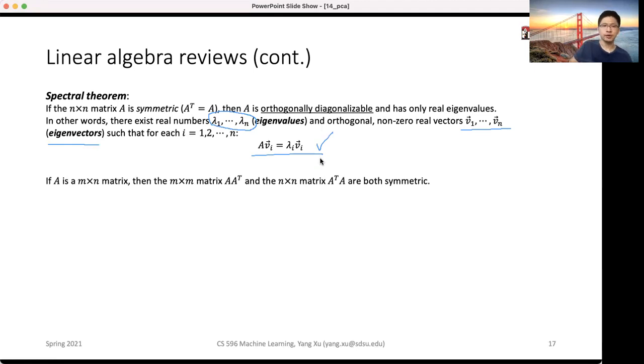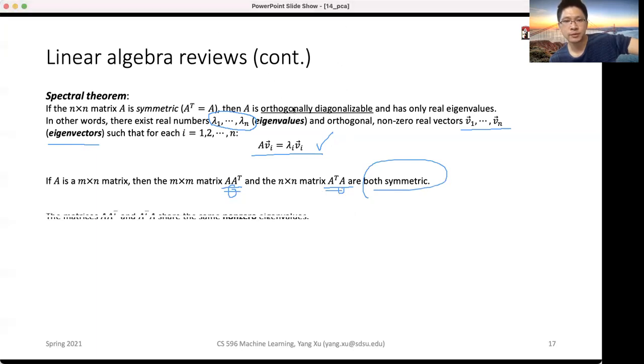Based on this theorem, if we have some non-symmetric matrix, for example an m rows by n columns matrix, which is not square and not symmetric, we can construct symmetric matrices by using A times A transpose or A transpose times A. Then the resulting two matrices are both symmetric. Okay, so that's something we can know about.